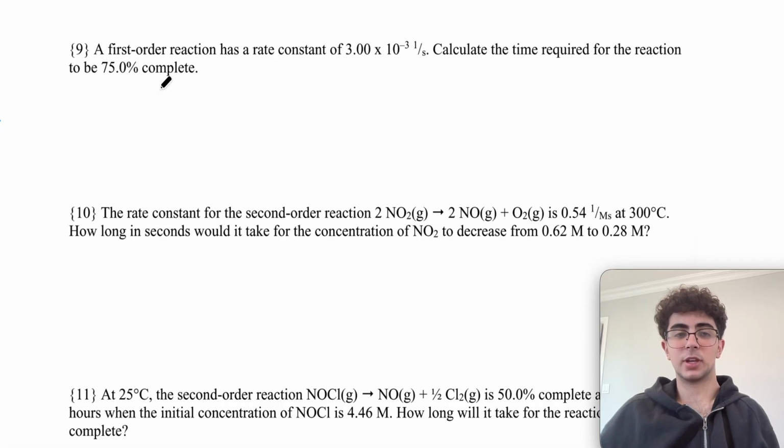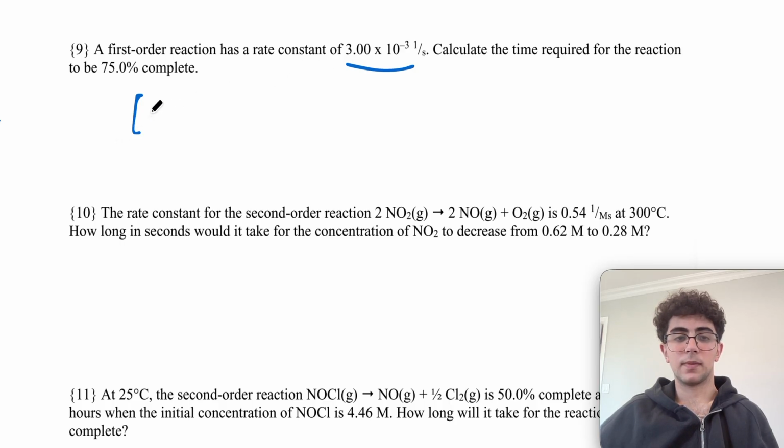These are a few problems with the integrated rate laws. Whenever you see first or second or zeroth order, I think you should just automatically write the equation down. So, a first order reaction has a rate constant of this. Calculate the time required for the reaction to be 75% complete.